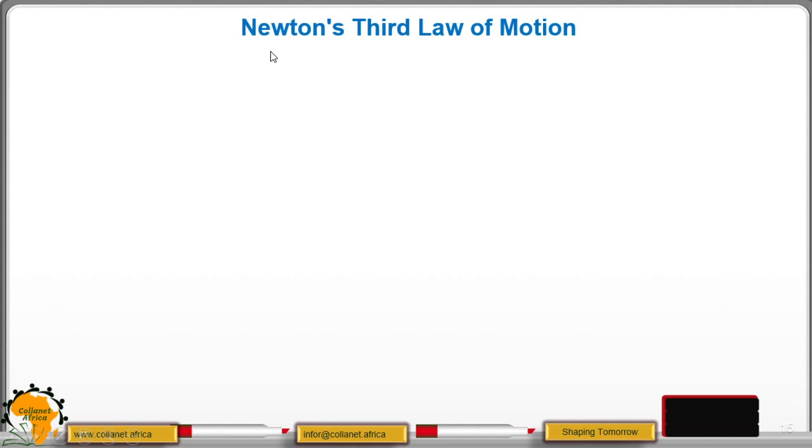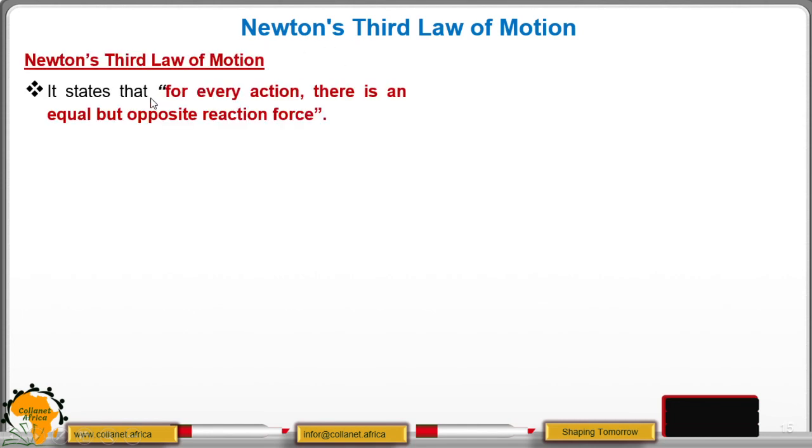In this lesson, we are going to look at Newton's third law of motion. We start with the statement of the law. And this law states that for every action, there is an equal and opposite reaction.